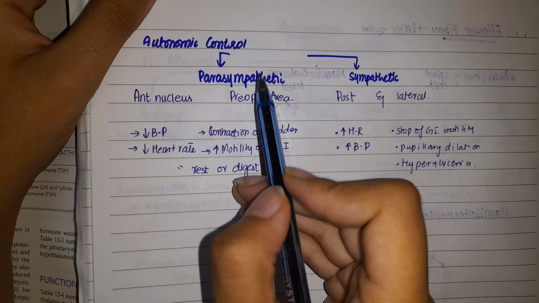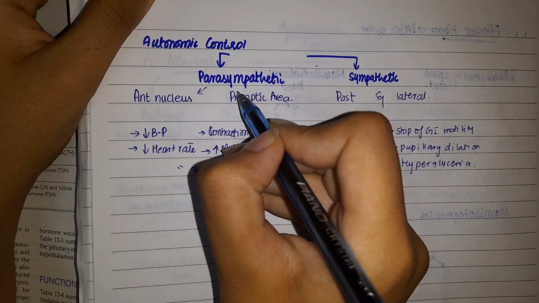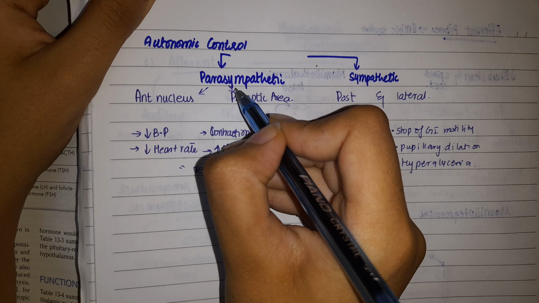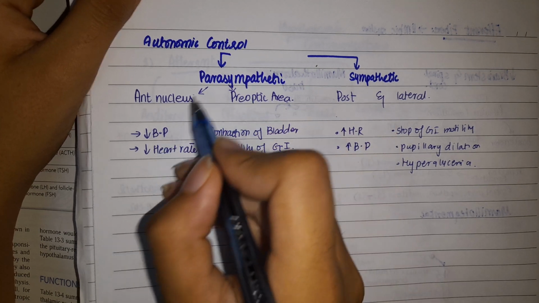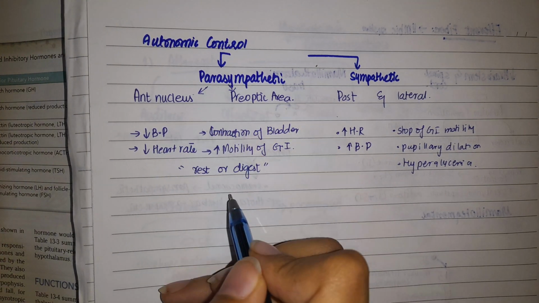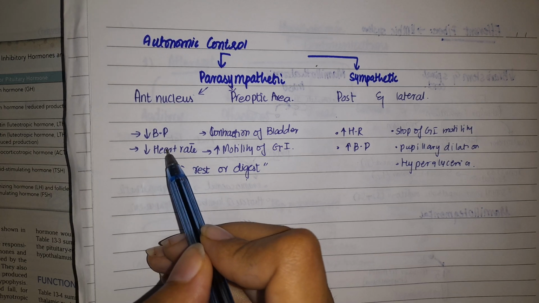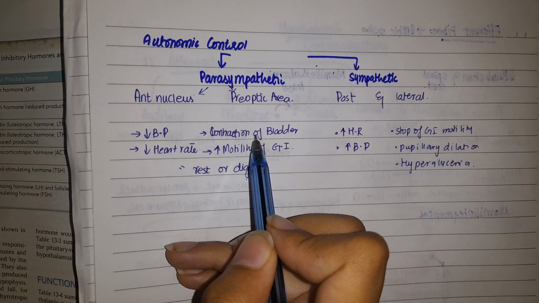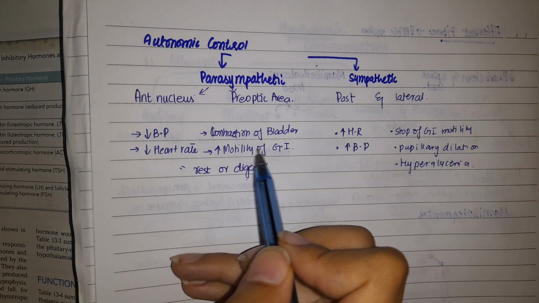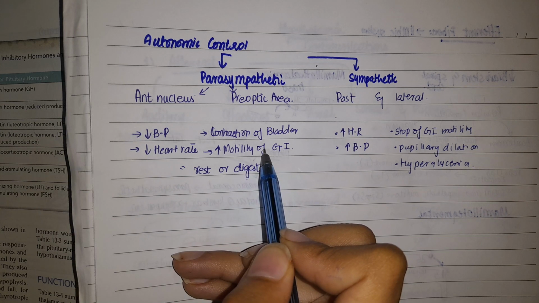So what actually happens is that the parasympathetic system is made by the anterior and preoptic area, and both of these nuclei are going to have a parasympathetic or rest and digest system, in which blood pressure will be decreased, heart rate will be decreased, the contraction of the bladder will be there normally, and motility of the gastrointestinal tract will be greater.